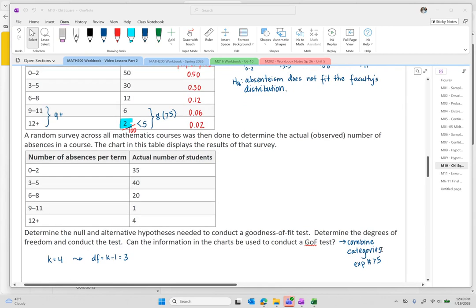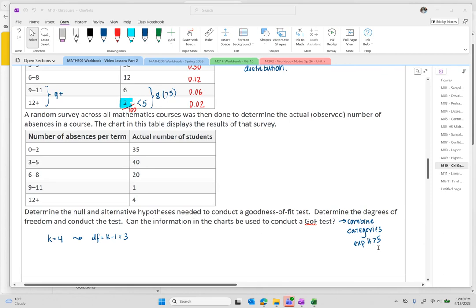We are ready to conduct the test. So in the next video for this section, we will be covering the full tests for these kinds of hypothesis tests.